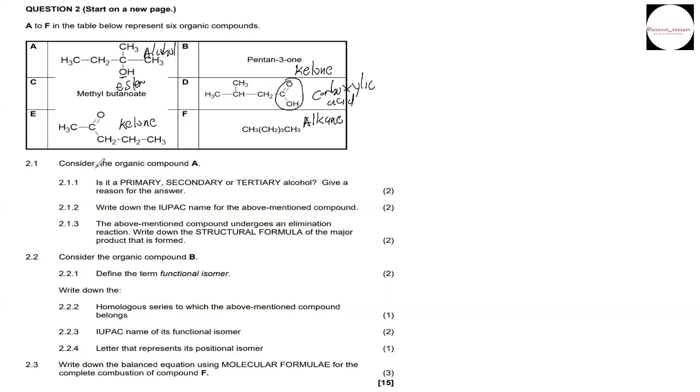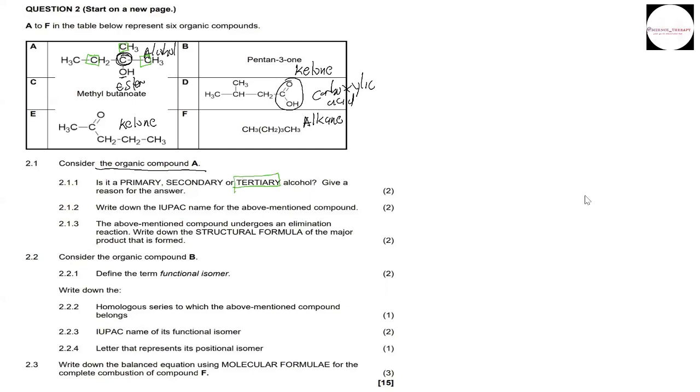Give a reason for the answer. So we are considering compound A. Is it a primary, secondary, or tertiary? Let's locate the carbon with the OH, and then let's see how many other carbons it is bonded to. You can see that it is bonded to this carbon here. So the first thing that we do is locate the carbon with the hydroxyl group and then check how many other carbon atoms it is bonded to. So it's bonded to this carbon atom, it's bonded to that, and then it's bonded to this. So once we see a methyl branch, we know that we will create a tertiary alcohol. So this is supposed to be tertiary.